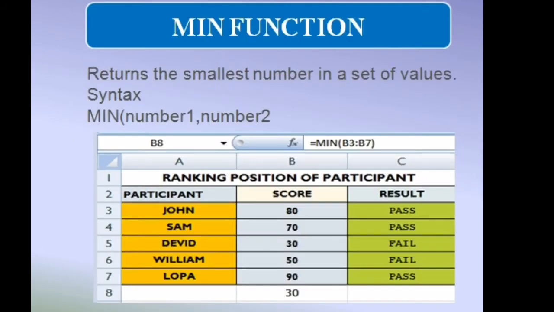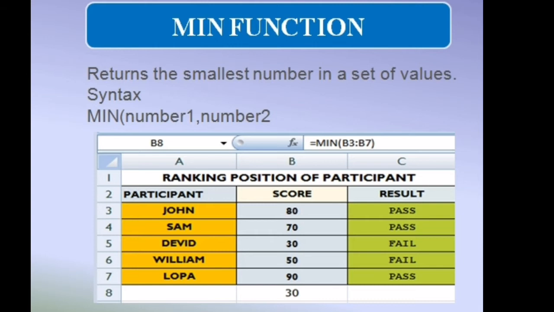Min function will return the smallest number in a set of values. So if you want to find out the minimum value in this list, type the formula here like equals to min and then select the range and press the enter key. Then it will show the smallest number in this range. So your answer will be 30.